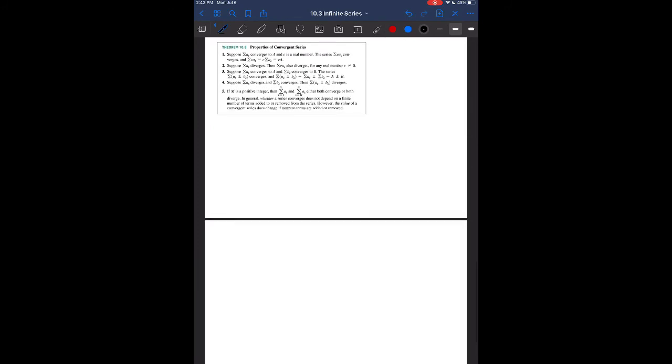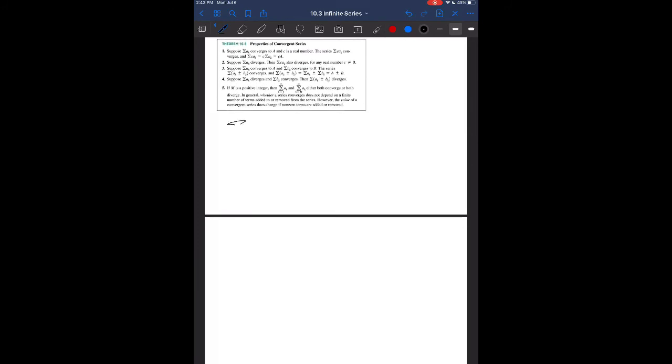Okay, so let's go through an example of when we can use this. So let's say we are interested in the sum from k equals 2 to infinity of 1 over 3 to the k minus 2 over 3 to the k plus 2.